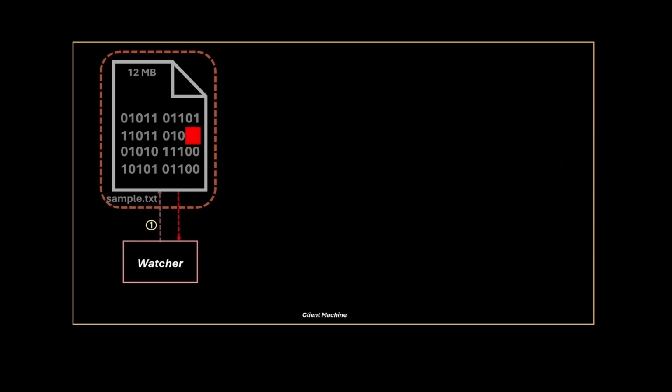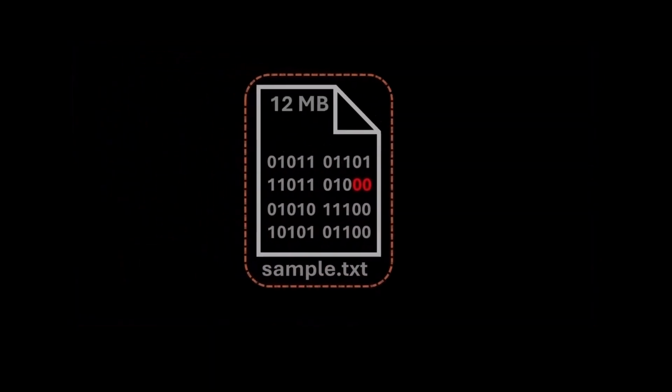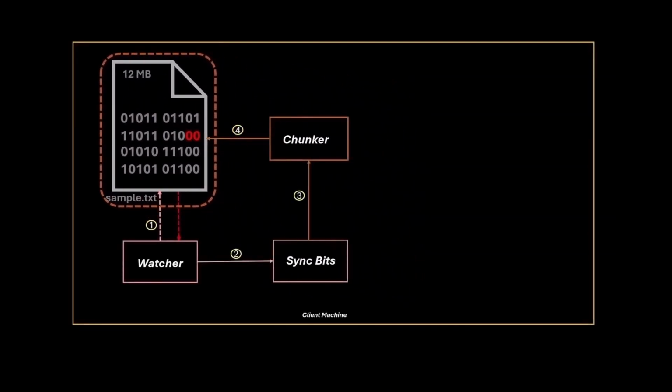The binary 1 1 will be changed to the binary 0 0, and that's how the new binary would look like. Once there is a change detected, the watcher service will again detect the changes to the file and send that file path to the sync bit service, and the sync bit service will further pass on that particular path to the chunker service. Steps number 1, 2, 3, and 4 are the same, which we have already discussed. Now let's move ahead and understand how exactly the chunker would chunk the data.